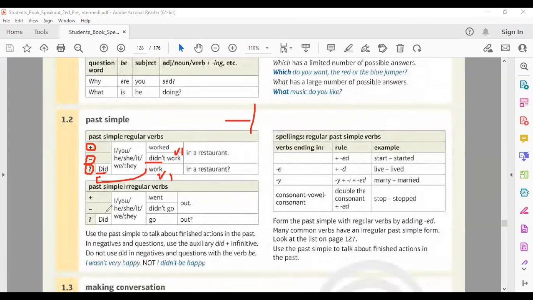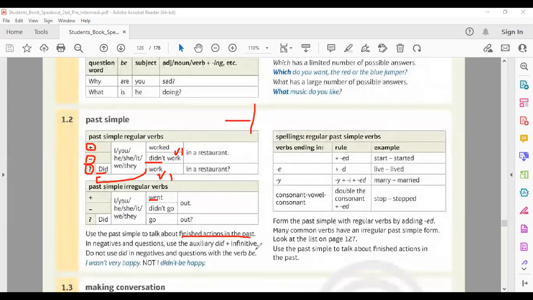Now, the case for the irregular verbs is the same, but in the positive, we only have the irregular verb. For example, you went out yesterday. When you put the negative, you didn't go out yesterday, that would be like that. And in the question, you would say, did you go out yesterday? Right, so why do we use the past simple? We use it to talk about finished actions in the past.